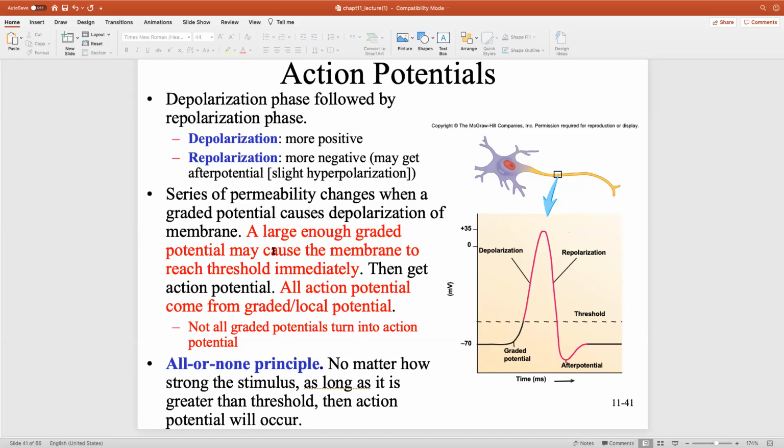A large enough graded potential may cause the membrane to hit threshold immediately. When it does, like we see here, then you have a full out action potential. But, right, it sounds kind of contradictory here. All action potentials come from graded or local potentials, but not all graded potentials turn into an action potential. There's an all or none principle. So no matter how strong the stimulus, right?